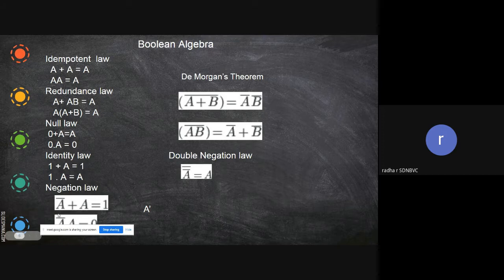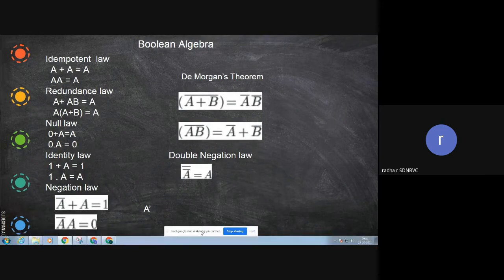Then negation: A bar plus A is definitely equal to 1, because it's a sum. If A is 0, here it will be 1. If it is 1 here, it will be 0. At any one time, there will be a 1 input, and it is similar to an OR output. So A bar dot A equals 0. Because if this is 1, this will be 0, so 0 into 1 will be 0. If this is 1, then this will be 0. At that time also, it will be equal to 0.